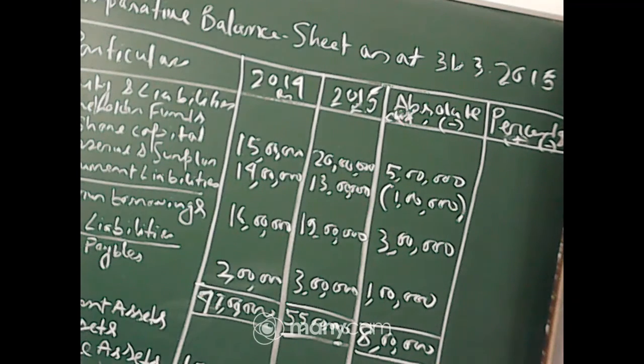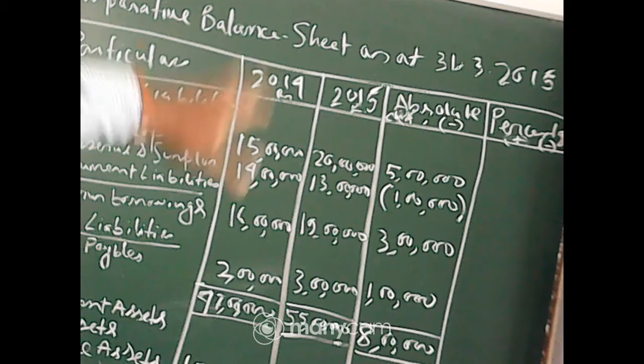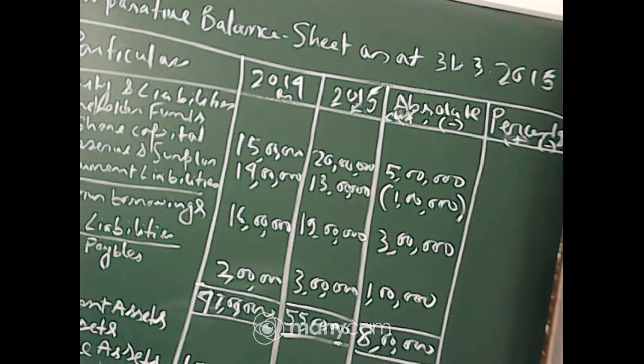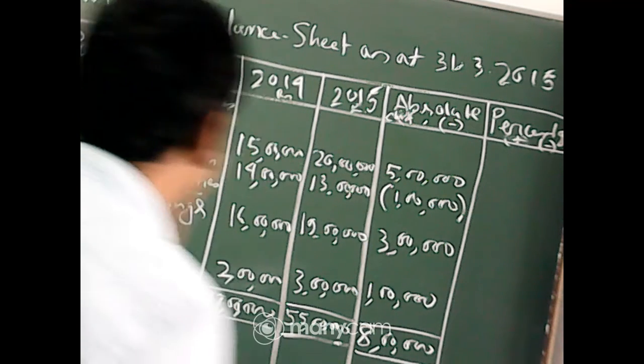Up to that, any problem? What is the absolute change? It is nothing but the last year figure minus this year figure. This is the absolute change. What is the change of the share capital, reserve and surplus, long term borrowing? How can you know? You just subtract the last year figure from this year figure, the 2014 figure and the current year figure. From that you know what the change is.